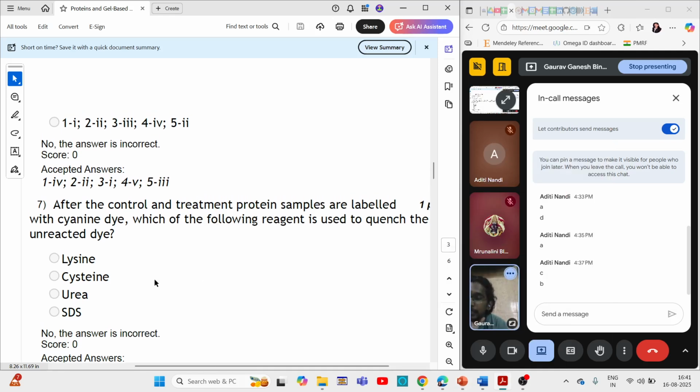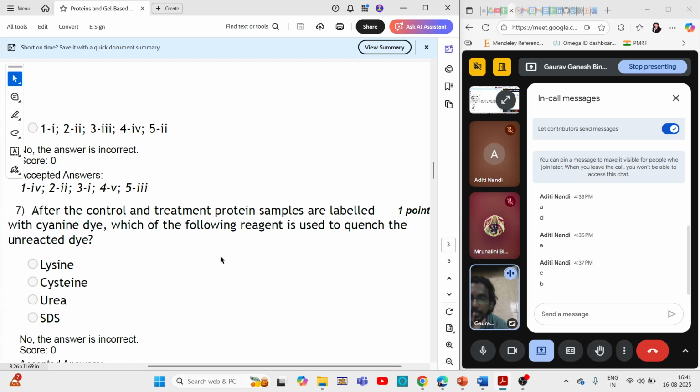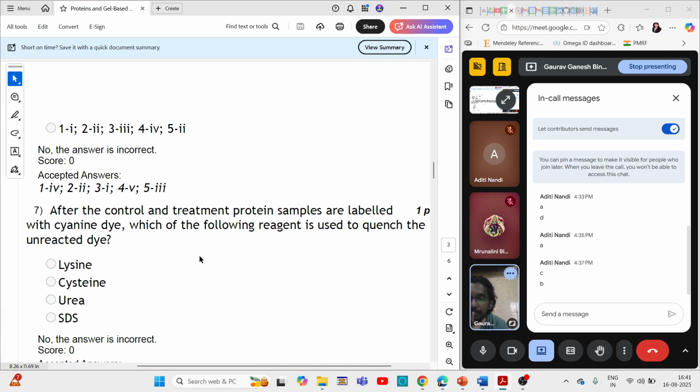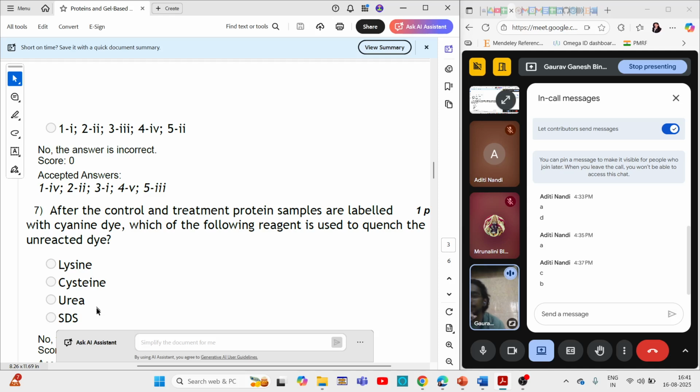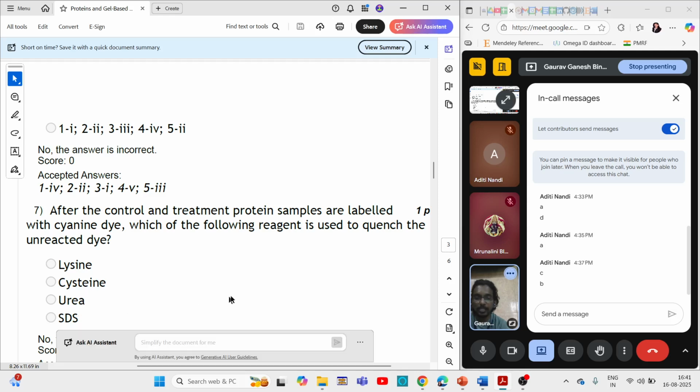Okay, let's do the next one. So after the control treatment, protein samples are labeled. Which of the following reagents is used to quench the unreacted dye? We did discuss that. In 10 millimolar, one of the reagents is used so that whatever extra cyanine dye is left, whatever was supposed to react has reacted now. Whatever is the extra left, the unreacted dye, you add something so that quenching becomes complete. So is it lysine, cysteine, urea, or SDS?